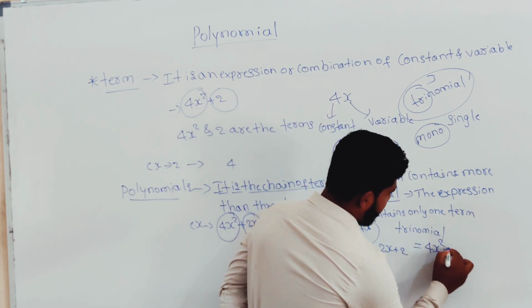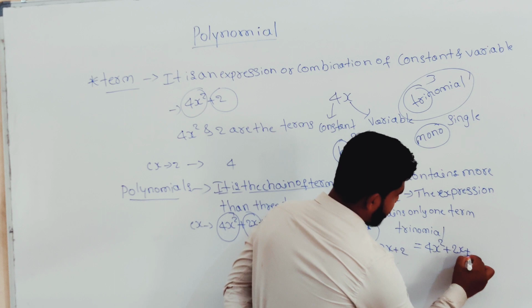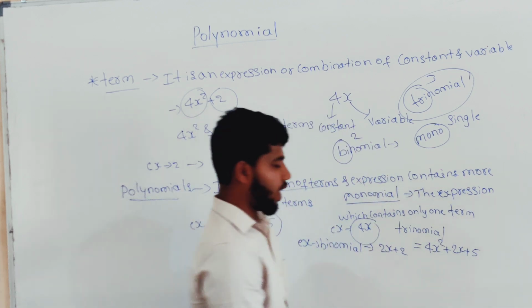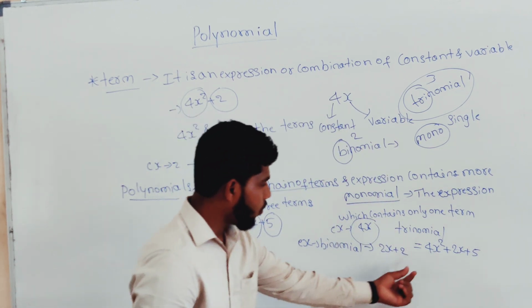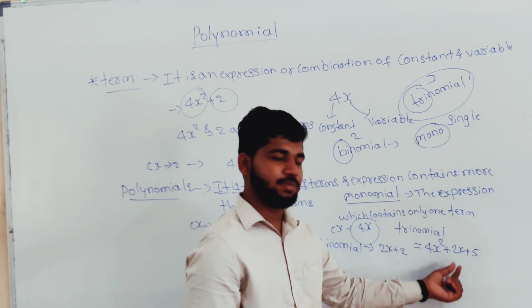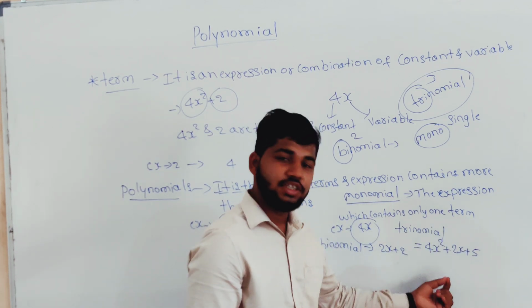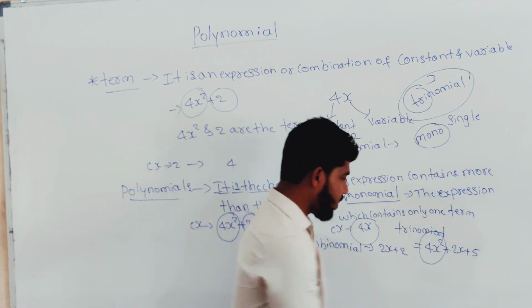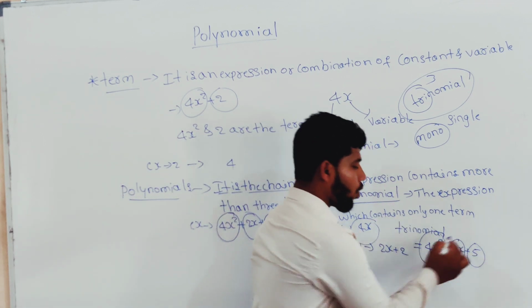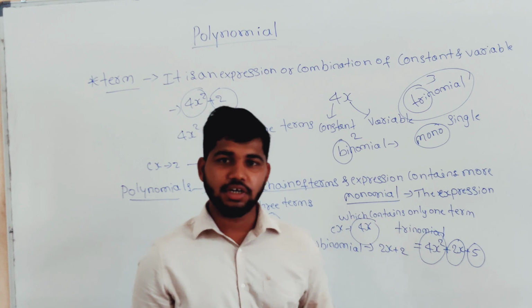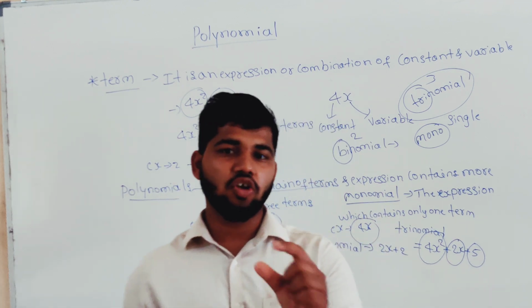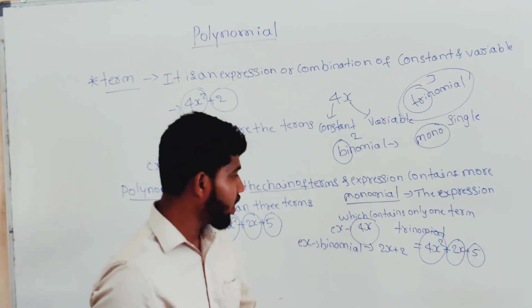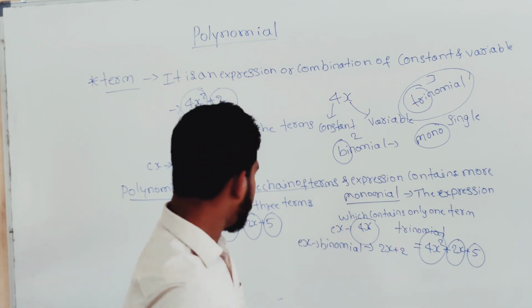4x squared plus 2x plus 5. It contains three terms. 4x is one term, 2x is another term, and 5 is also one term. An expression which contains three terms is said to be a trinomial.